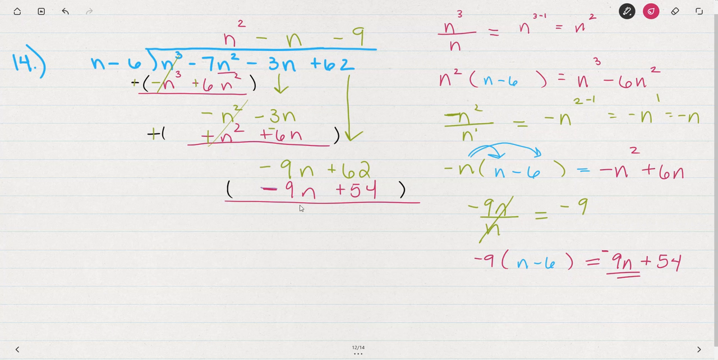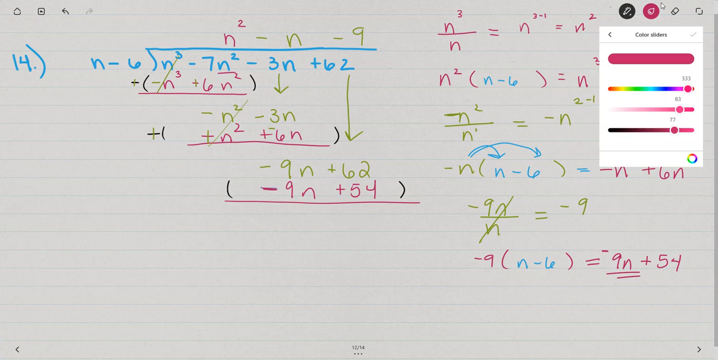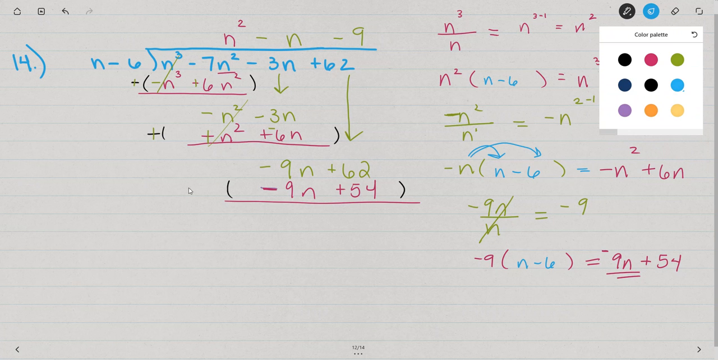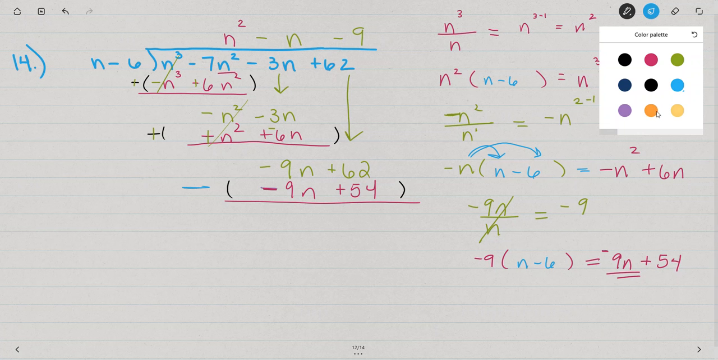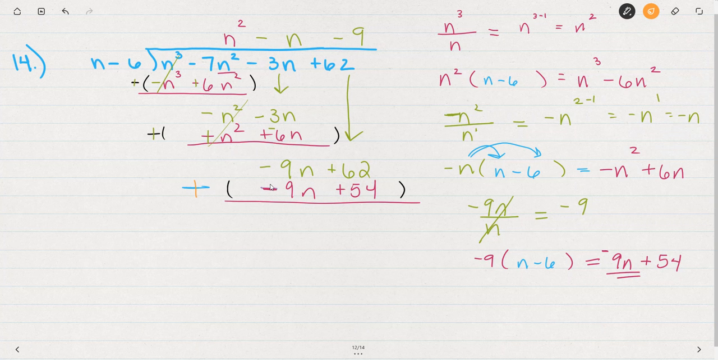So we had negative 9n plus 54. And what I want to do is subtract that whole thing. So subtracting that, it's the same thing as adding the opposite. So I change this negative 9n to a positive, and this positive 54 to a negative. And now when I add them, negative 9n plus 9n cancels out. 62 minus 54 is going to be a positive 8. And so that's our remainder.